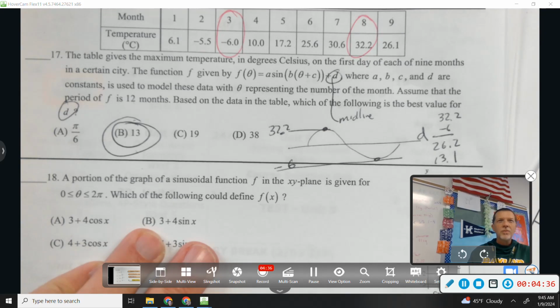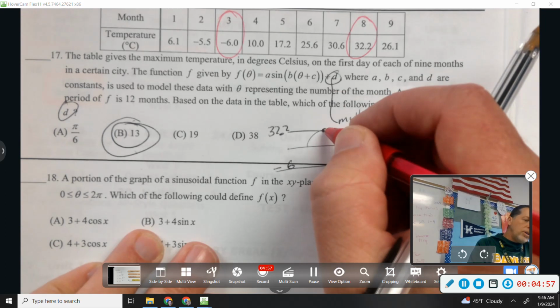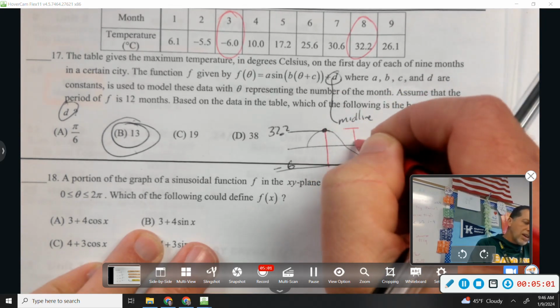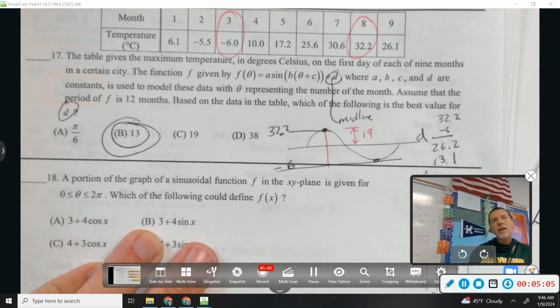Wait a minute, did I do something wrong? Do you not subtract the -6 and you add it and you get 38.2? Let's see, because what was I trying to do? You're trying to find the midline. I was trying to find the midline. So when the lowest is negative, it would be the absolute value of 32.2 minus a -6. If you do that, what you're finding is that amplitude is 19.